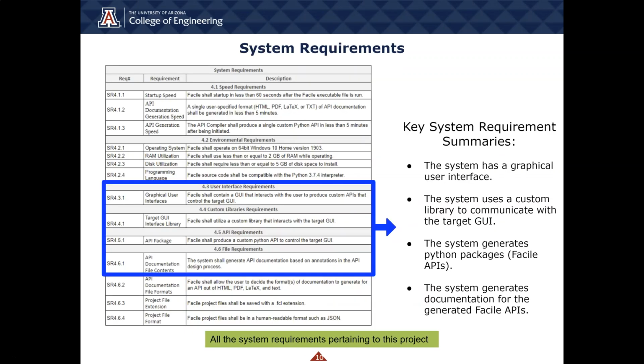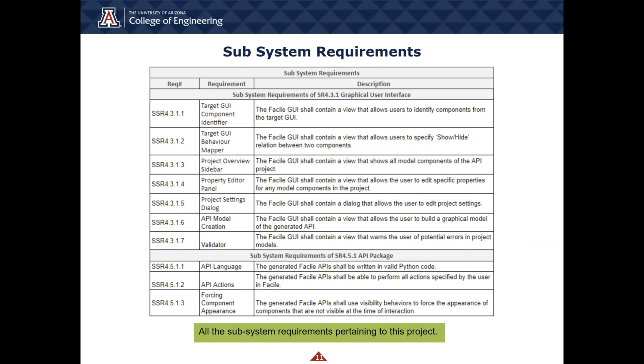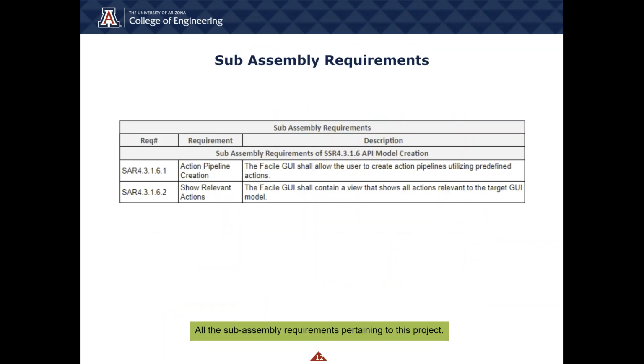The key system requirements are: Facil shall have a graphical user interface, it shall use a custom library to communicate with the target GUI, it shall generate Python packages, and it shall generate documentation for the Python packages. Here are our subsystem requirements, and here are our subassembly requirements.